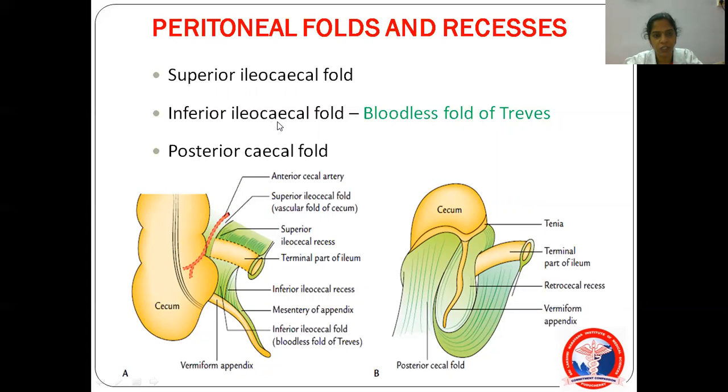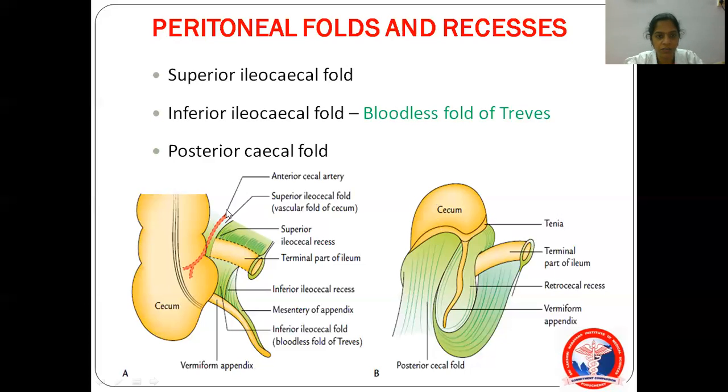The next one is the inferior ileocecal fold. Here you can see a fold below the terminal part of the ileum. It connects the ileum and appendix. So this is called the inferior ileocecal fold. Under that fold, there is a space called the inferior ileocecal recess. The next fold is the posterior cecal fold. Here, this is the cecum, and we are viewing it from posteriorly. You can see a fold, the posterior cecal fold. So three folds are there: superior, inferior, and posterior cecal fold.